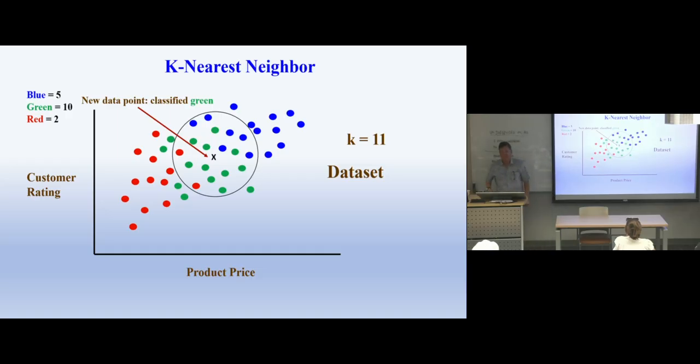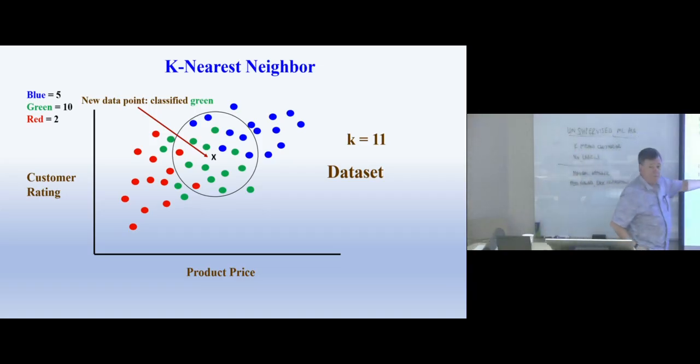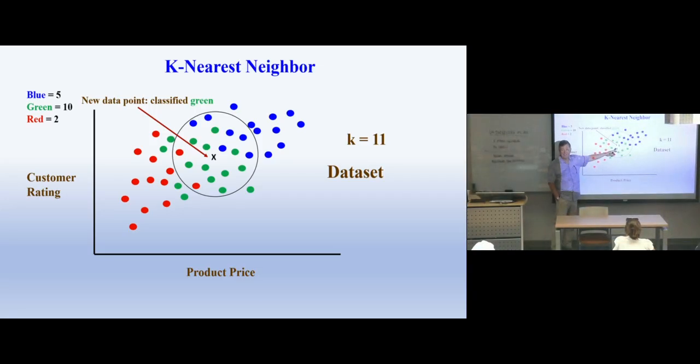Why does your K need to be an odd number? I want to cut down as many coin flips as possible. If K is 10 and I had 5 and 5, I'm stuck, because then I get to flip a coin.